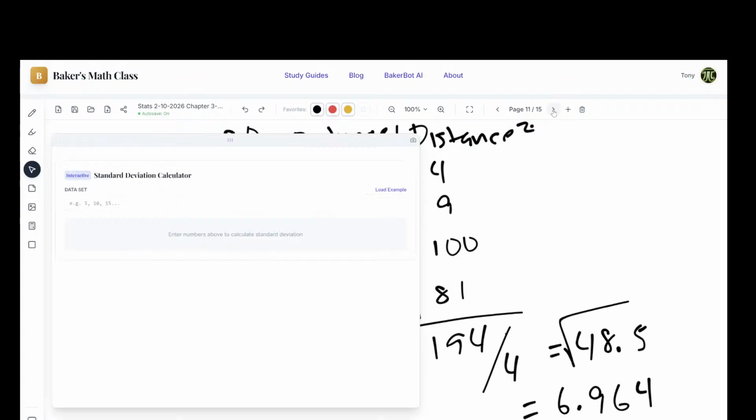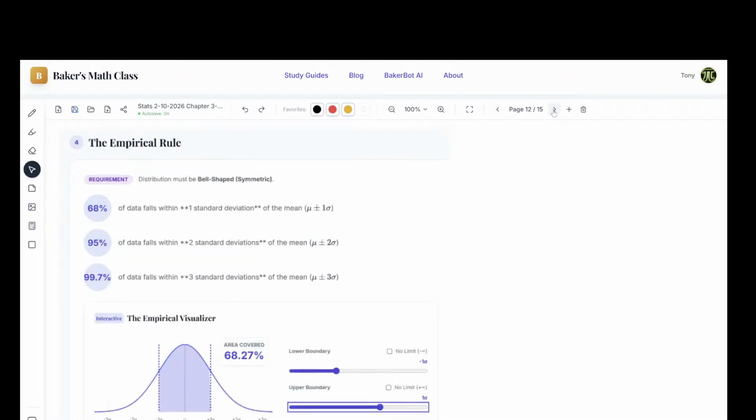All right. Standard deviation. This is where standard deviation is used. So, anybody here in the trades? Carpentry, electrical, plumbing, anything like that?